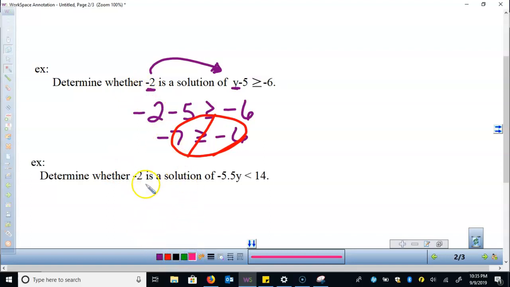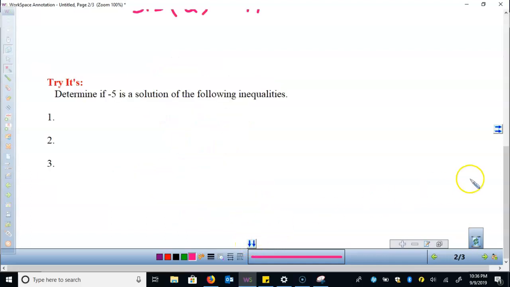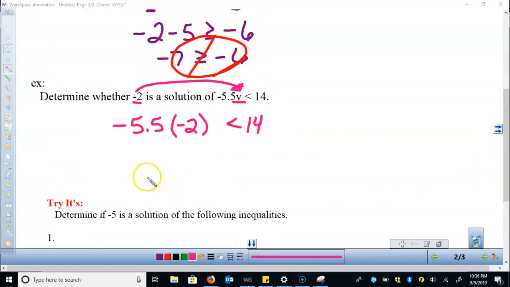Right? And leading into the next one, again with the -2, we're going to substitute that in. They're asking, hey, does -2 work here? It did not work in the first one. Let's see if it works in the second one. Substituting it in, when I have a number next to a variable, remember that number is called the coefficient. That means multiplication. So we're going to take -5.5 or -5 and 5/10 and multiply it by -2 and see if we have a correct answer, or a true statement rather.